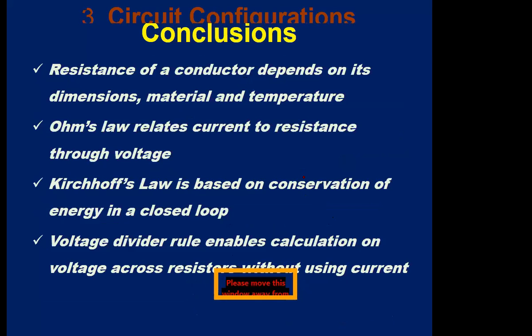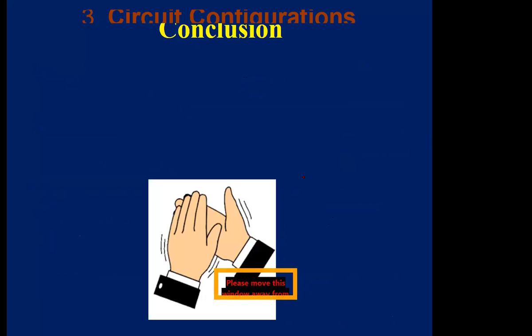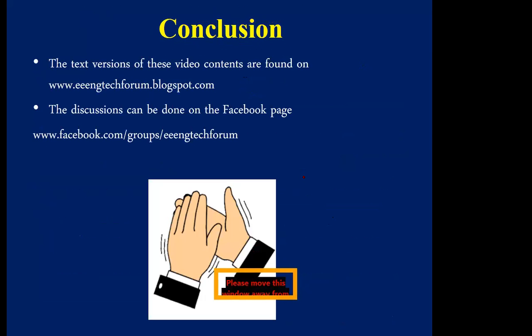So in conclusion, we can say the resistance of a conductor depends on its dimensions, material, and temperature. Ohm's law relates current to resistance through voltage. Kirchhoff's law is based on conservation of energy, that is Kirchhoff's Voltage Law. Then the voltage divider rule enables the calculation of voltage across resistance without using the current. And this is the end of our lecture for today. Then tomorrow we'll look at the next lecture.